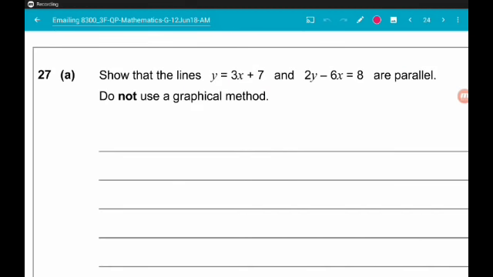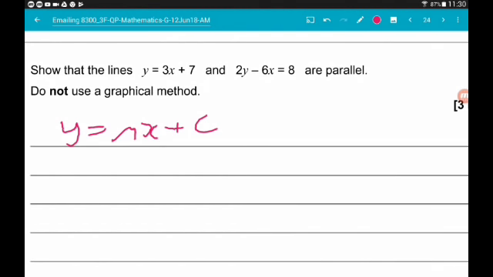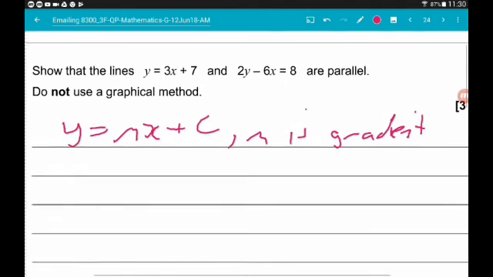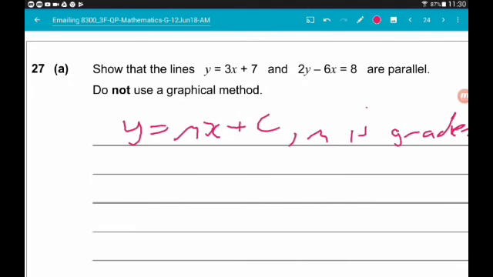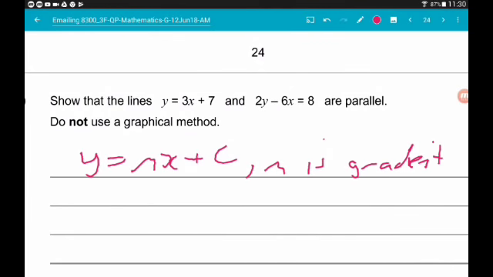Okay, 27a wants us to show that the lines y equals 3x add 7 and 2y minus 6x equals 8 are parallel. So, we're going to need here the general equation of a straight line, which is y equals mx plus c, where m is the gradient. Why is that important? Well, if two lines are parallel, then they have the same gradient.